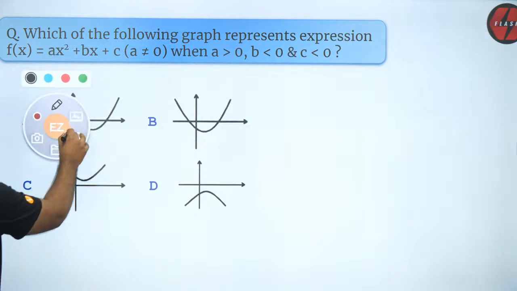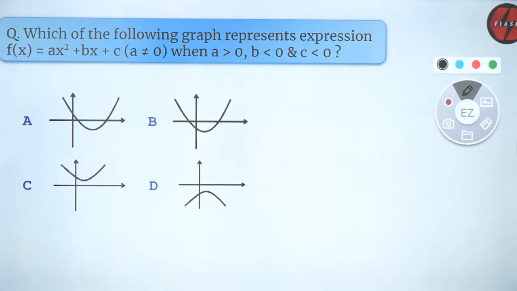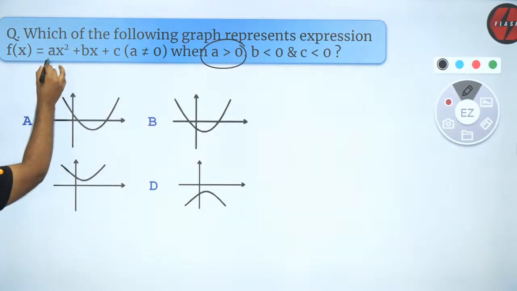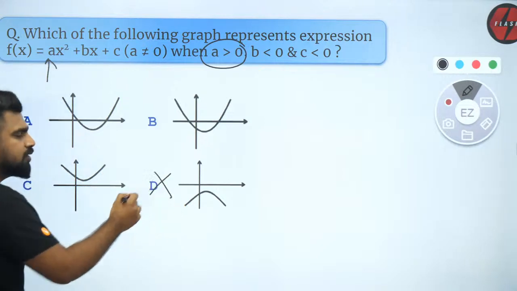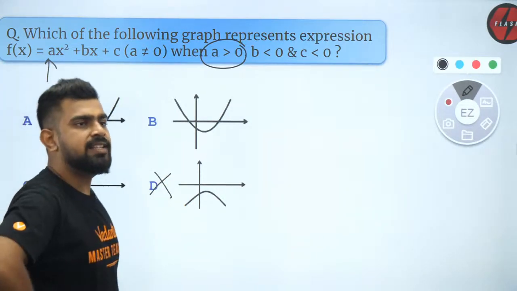So let me do this for you. So how do we solve this? Let me keep this to the side and come here. First of all, A is positive and A is the leading coefficient. So surely this is wrong. Did you guys understand that?